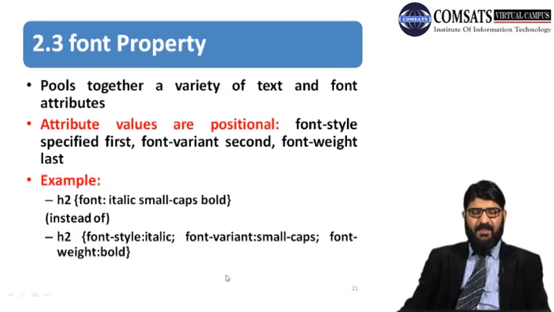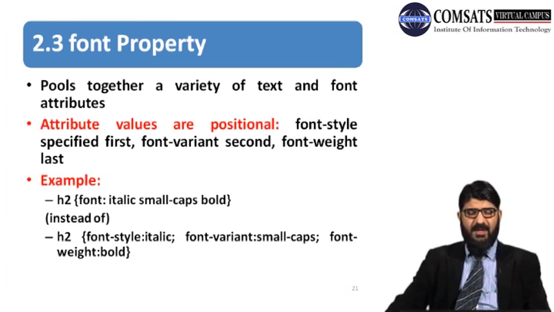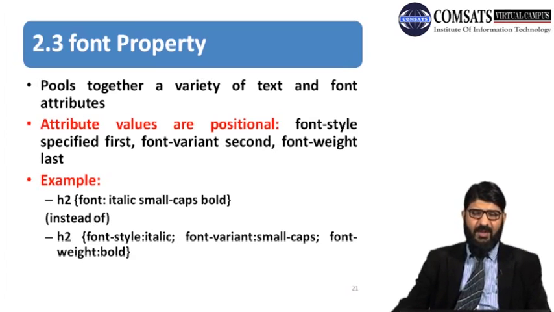Font property. So font property basically pools a set of text and font attributes, and attribute values are assigned accordingly for the particular font style, and it specifies first and then font variant is specified later and then font weight is specified in the end. So basically there is a pool of font properties for the text and there is a specific format to write them. The first one to be written is font style, the second is font variant, the third is font weight accordingly.